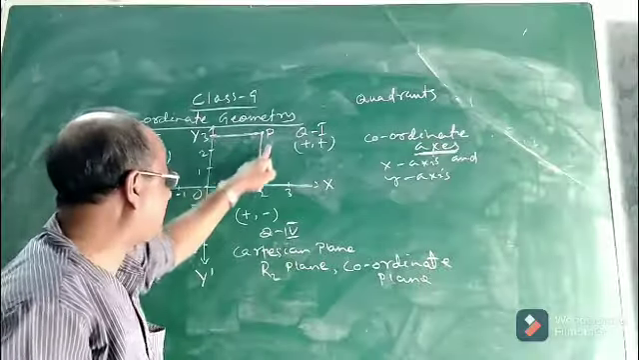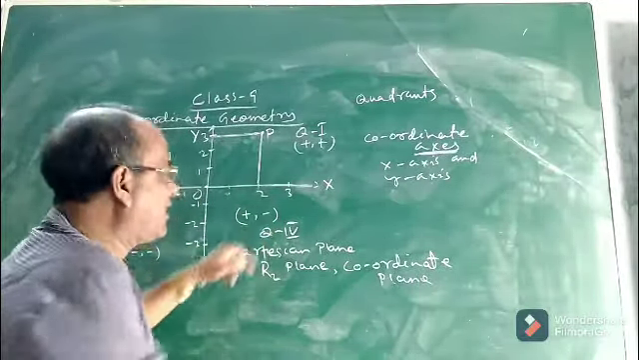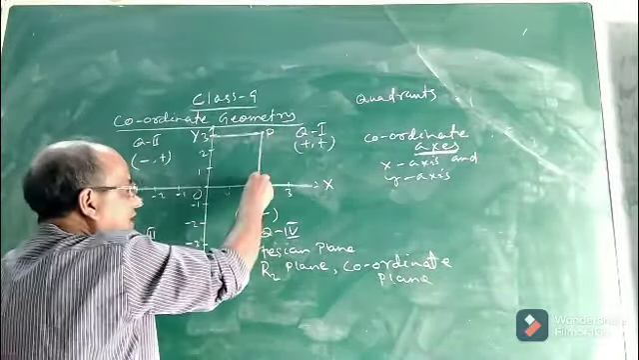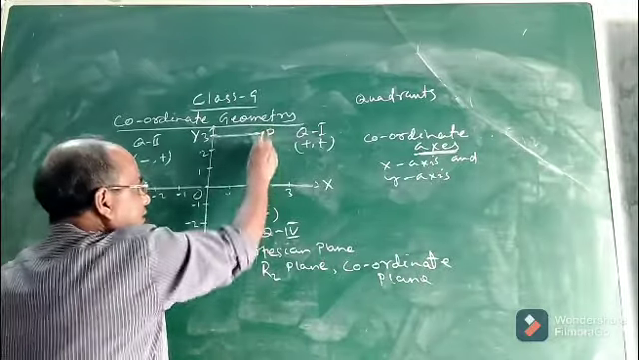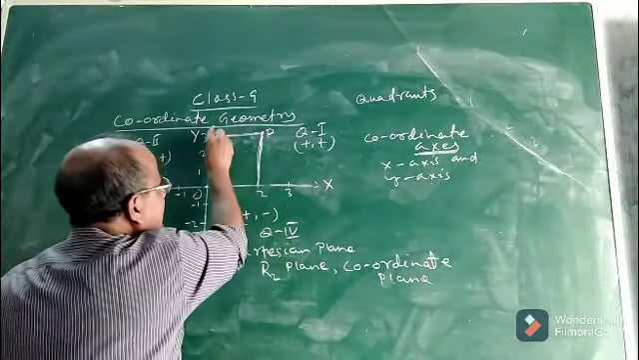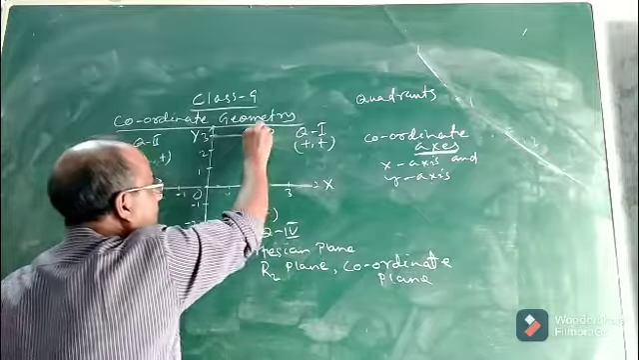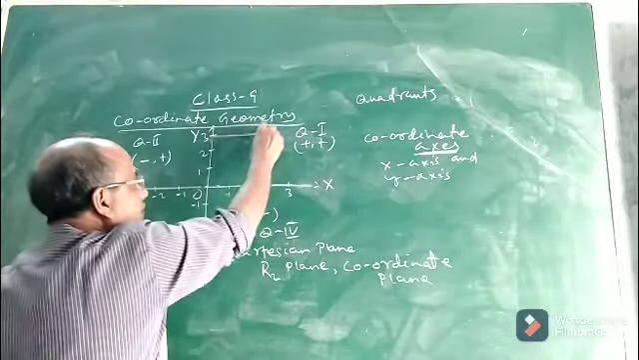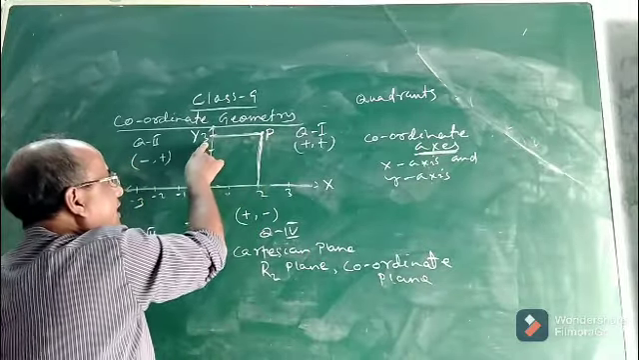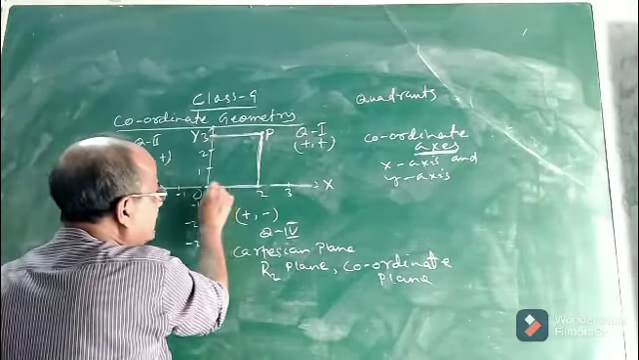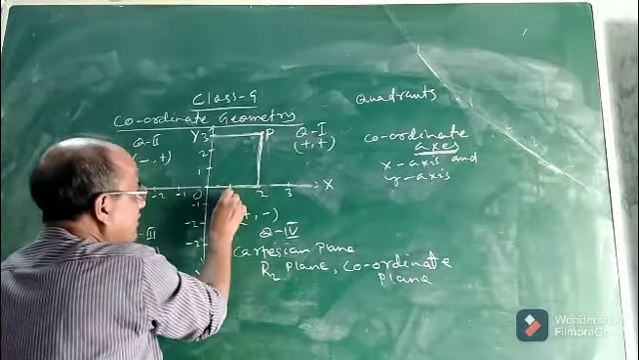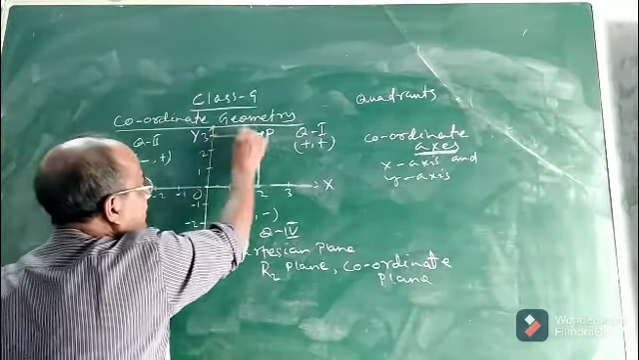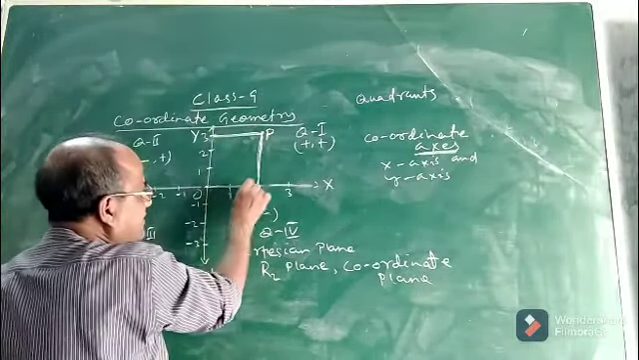distance from the y-axis and some distance from the x-axis. Now, this is the perpendicular distance of the point P from the x-axis, and this is the perpendicular distance of the point P from the y-axis. Now if I ask you at what distance P is from the x-axis, clearly this will be the distance. You see, this distance and this distance are the same.